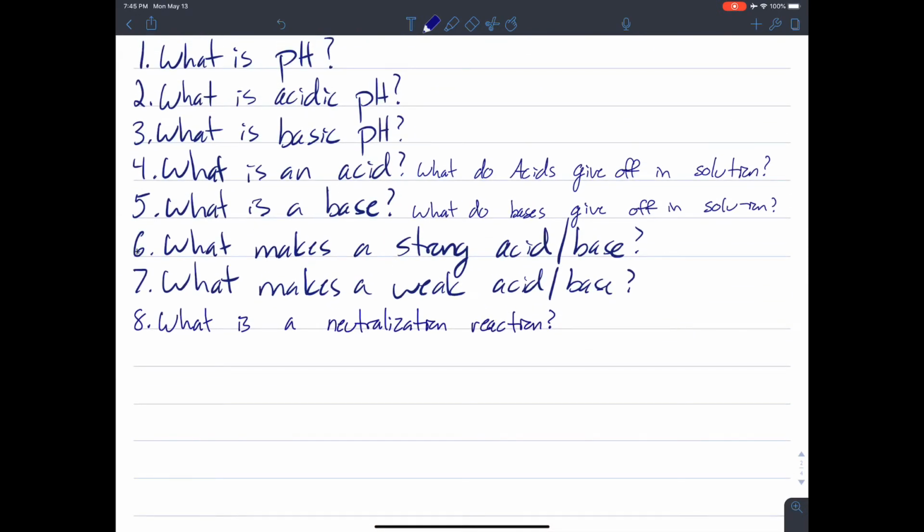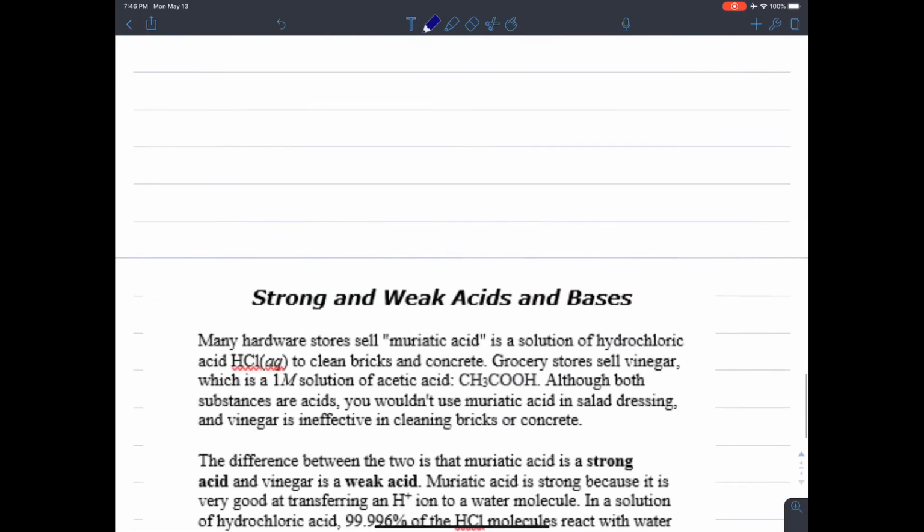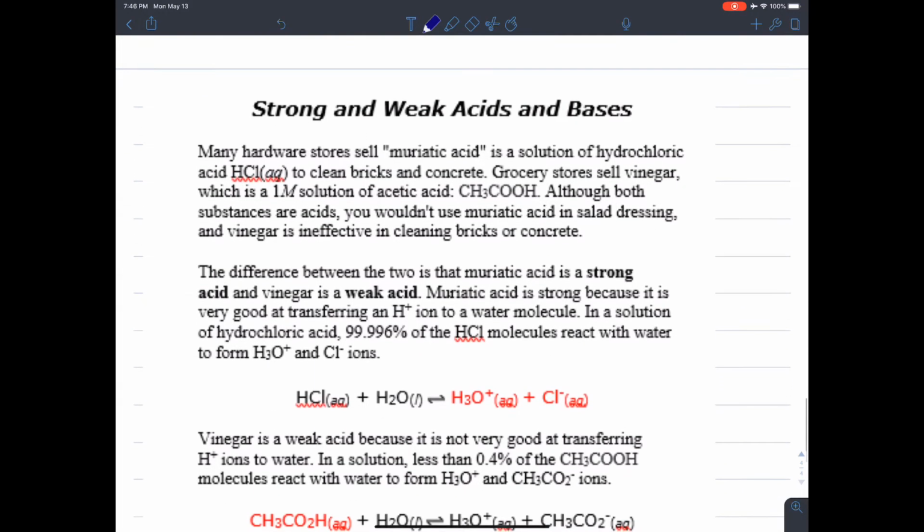So that answers what is an acid, what is a base, and then what they give off. So their identity lies in what they give off in solution. Okay, now we have this reading that you have in your notebooks.